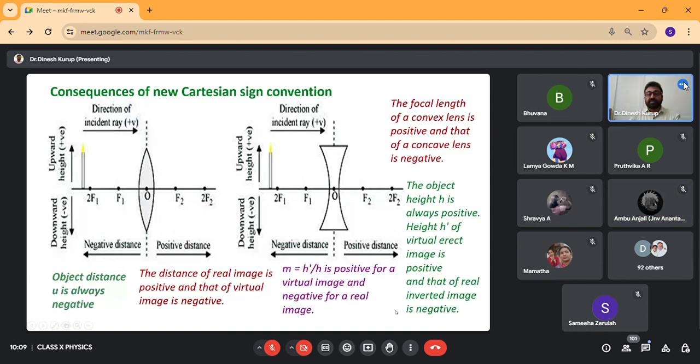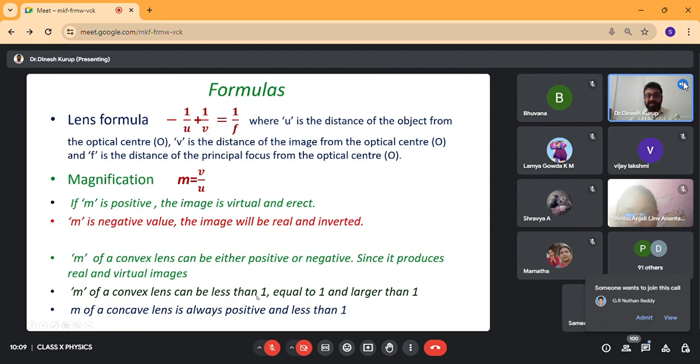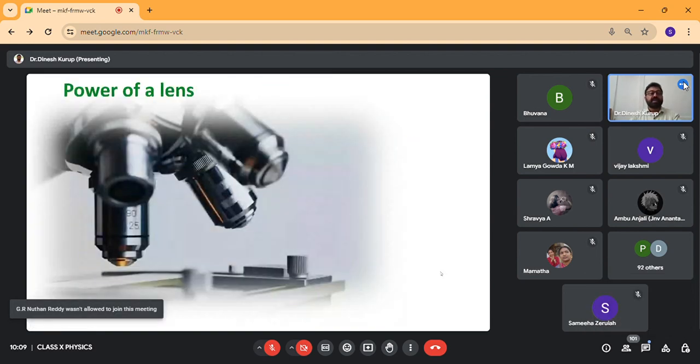Now, these are the consequences of the new Cartesian sign conventions. Magnification is the size of the image to the size of the object. Now, these are the different formulas. Listen, the lens formula is minus 1 by u plus 1 by v equals 1 by f. Magnification is v by u. M is positive if the image is virtual and direct. M is negative if the image is real and inverted. So these are the statements which we make after seeing the images.